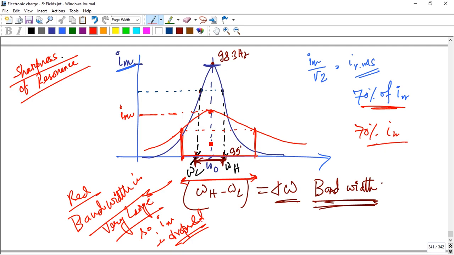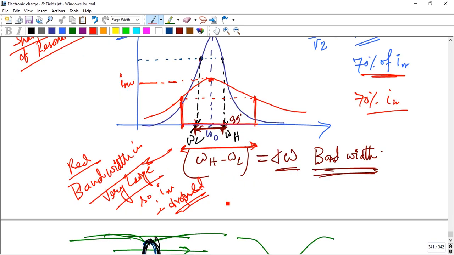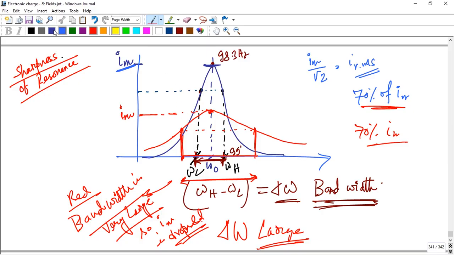So the bandwidth is very large, so delta omega is larger than previous. If delta omega is large, the sharpness falls, and you see that here. The sharpness is very much reduced, and if you see the previous one, the sharpness is very high. Here in the tuning circuit, more sharpness is very important.